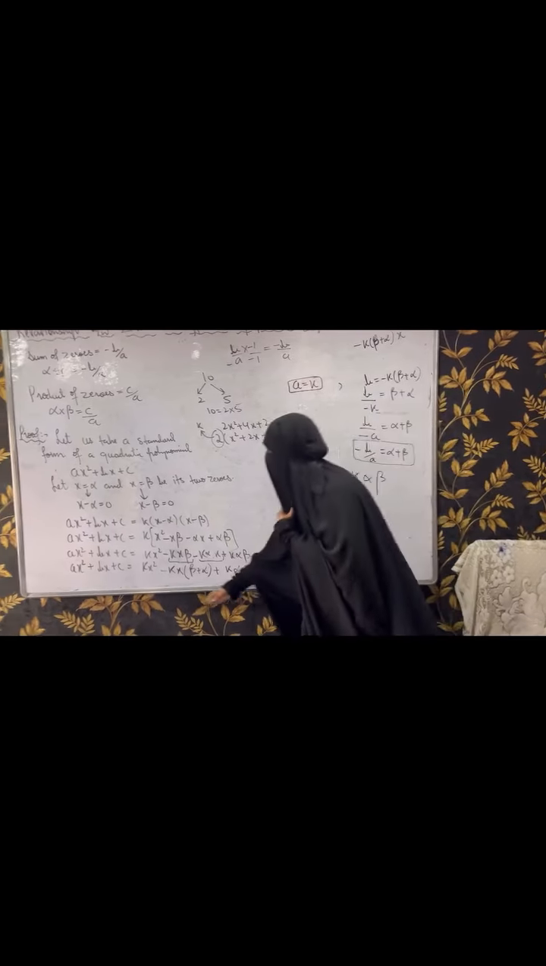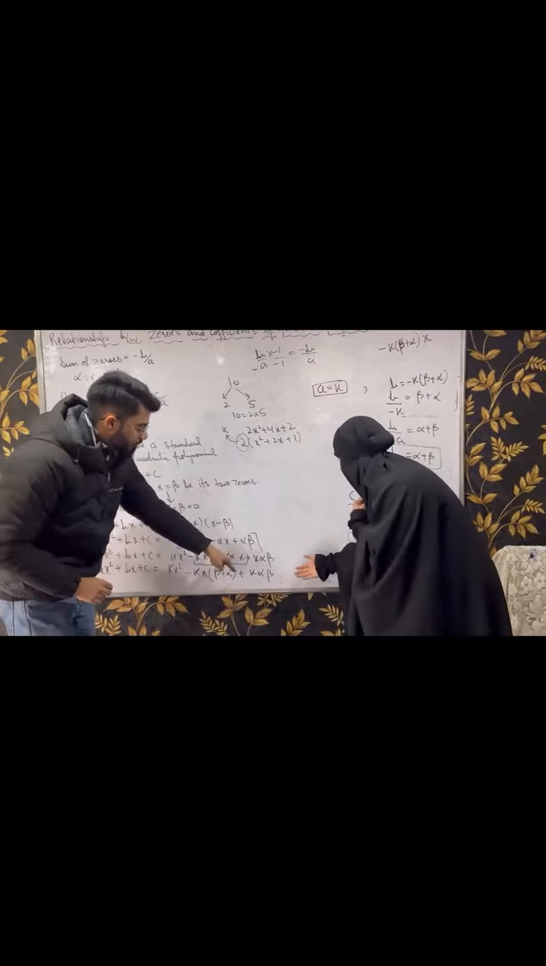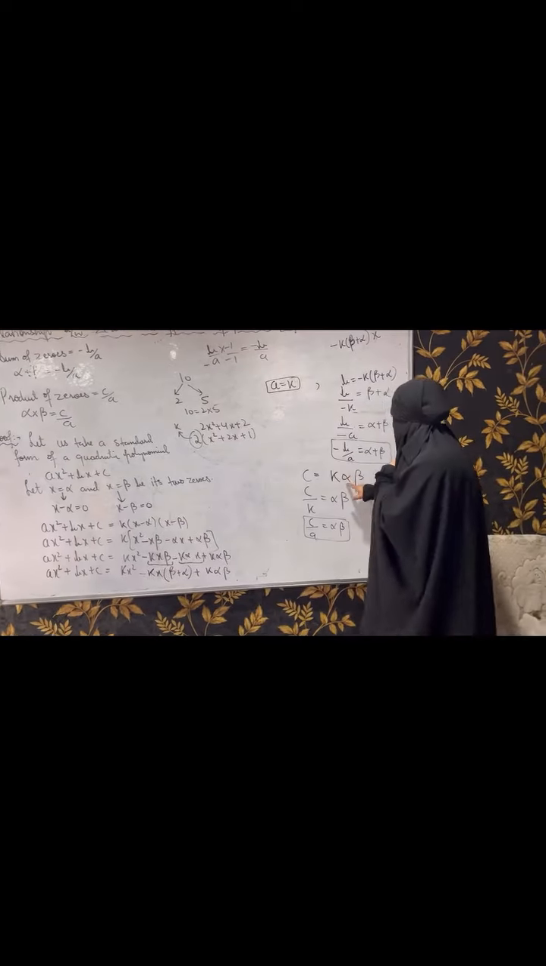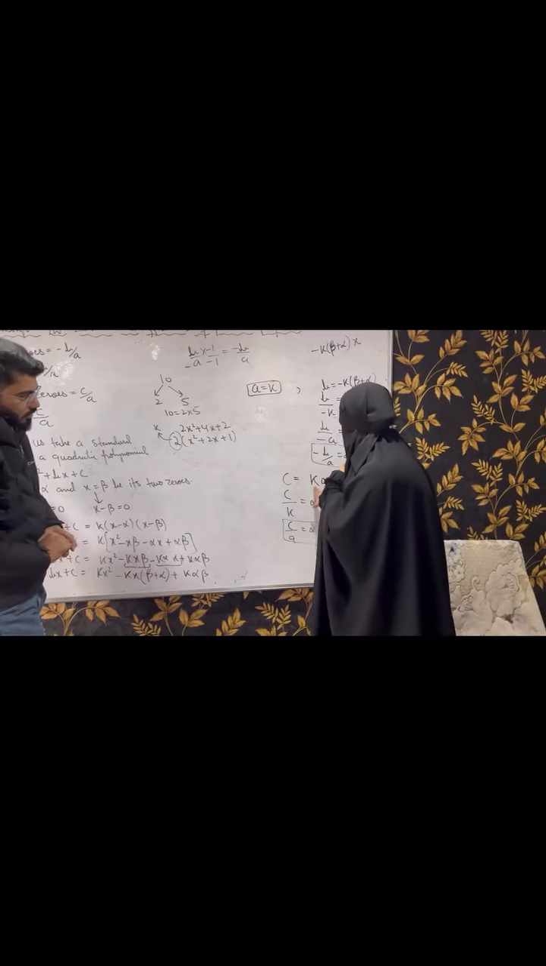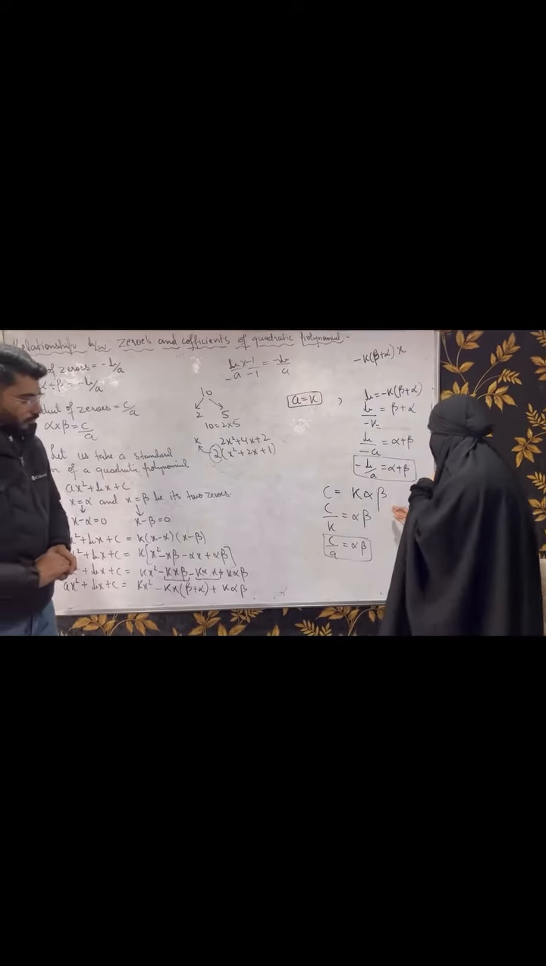Now talking about the product of zeros, that is c divided by a. Here we took up the constant term c in LHS and here in RHS, that is k alpha beta. Now k will go and divide here. c divided by k is equal to alpha into beta.